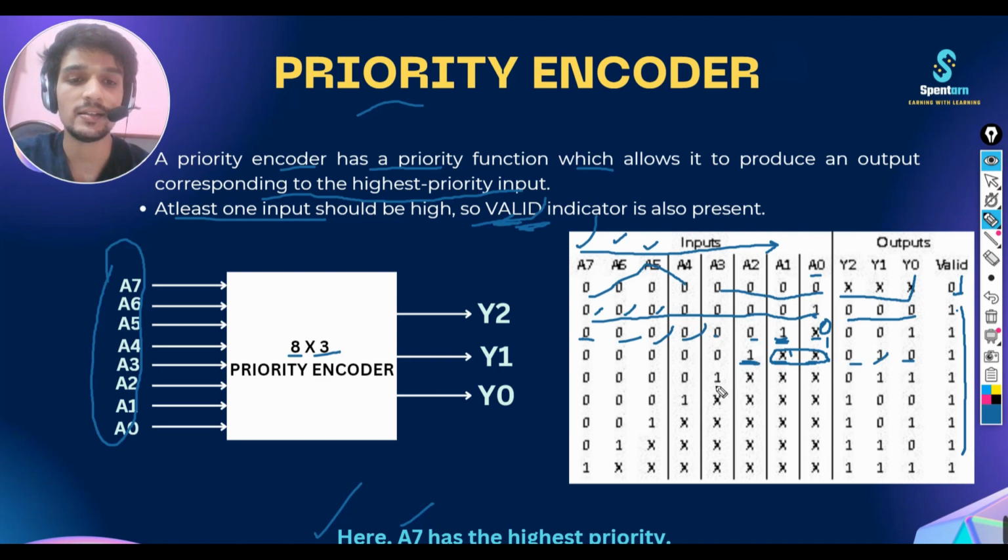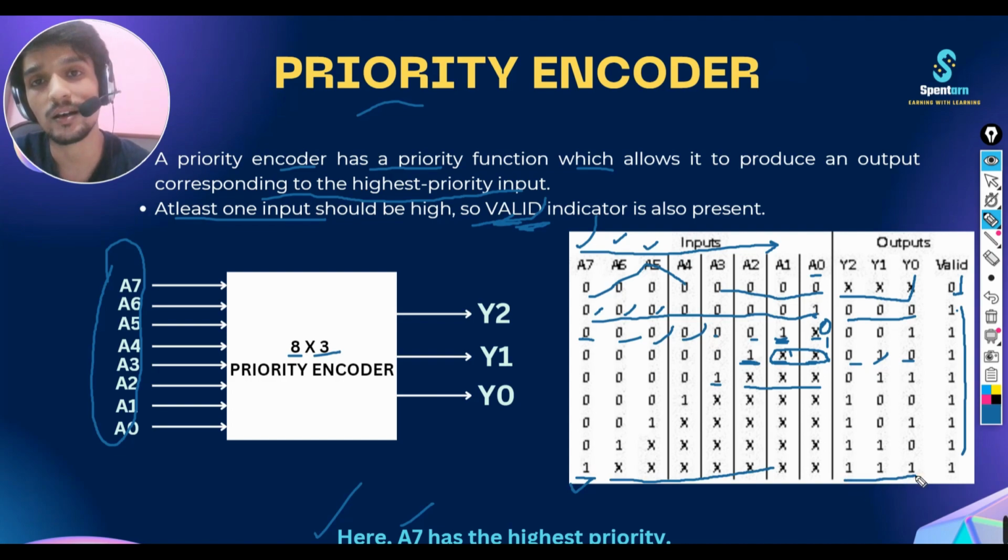Now moving ahead, in this case, we have A3 as 1. Similarly, these would not affect it. In the final case, we have just gone through like this. And in the final case, you can see A7 has the highest priority, and on the input side, it is 1. That means we do not have to check any other bit, whether it is 1111 or 000. It would not affect it, because A7 already has the highest priority. So the priority would be given to A7. So this is how we will be getting the output as 111, right?